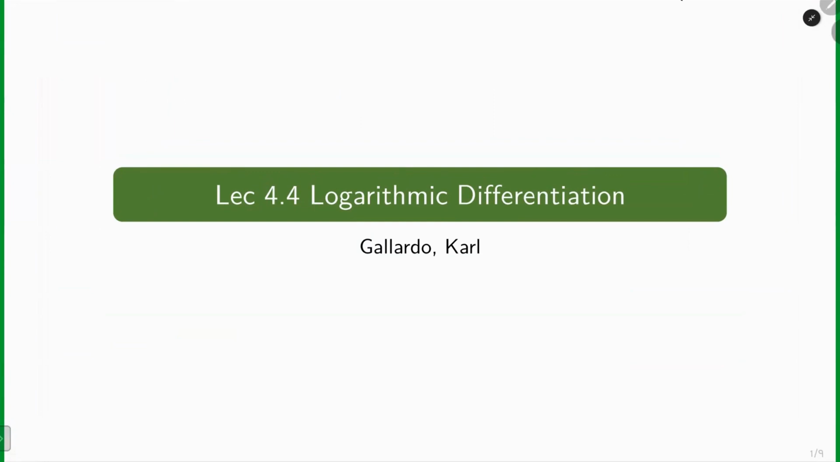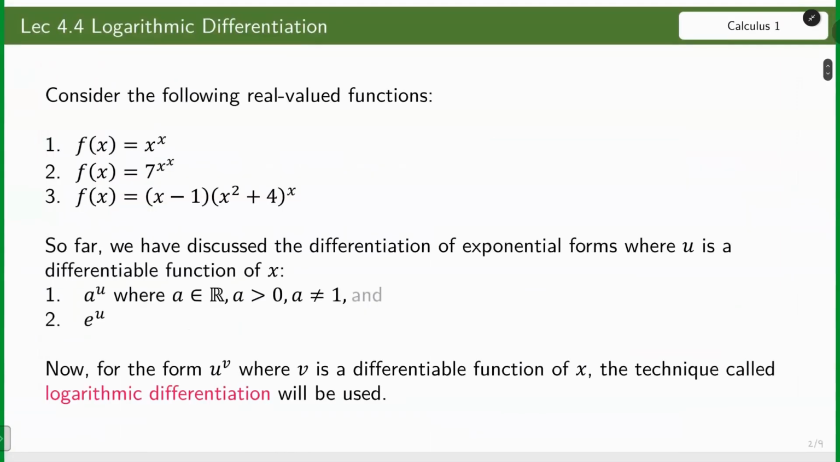Welcome to lecture 4.4, logarithmic differentiation. Consider the following real-valued functions. f of x is equal to x raised to x. f of x is equal to 7 raised to x. And f of x is equal to the quantity x minus 1 times the quantity x squared plus 4 raised to x.